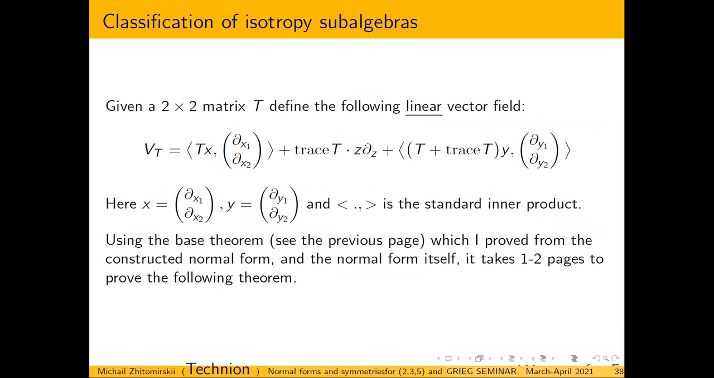And it leads to the classification of all these isotropies, as they can all be linearized. It is a part of the general theorem I have. But for this case, the result is as follows. Take any 2x2 matrix T, singular or not, and define a linear vector field. The coordinates are x1, x2, z, y1, y2.